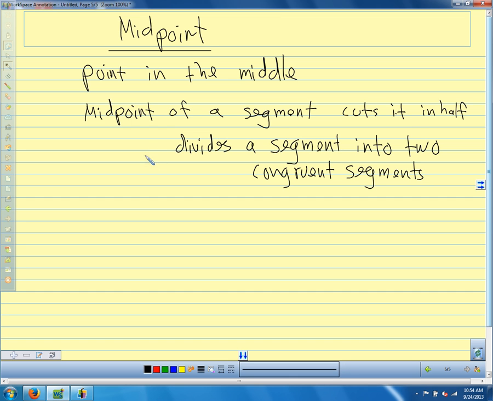When a segment is cut in half, we say the segment is bisected. So bisect is the same as cut in half. When we cut something in half, we say we bisect it. Whatever is cutting the segment in half is called the bisector.